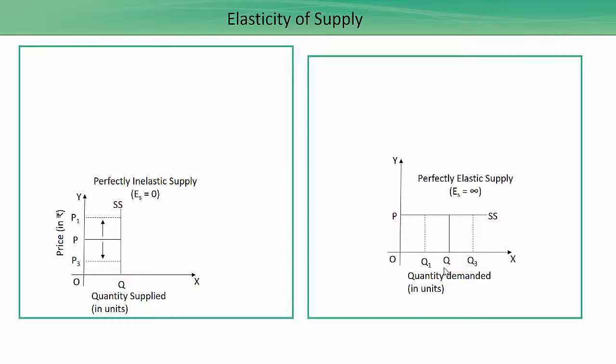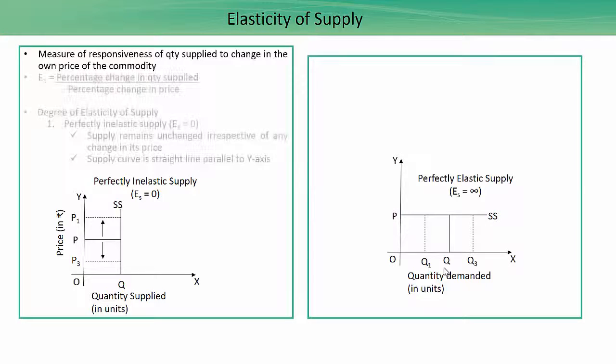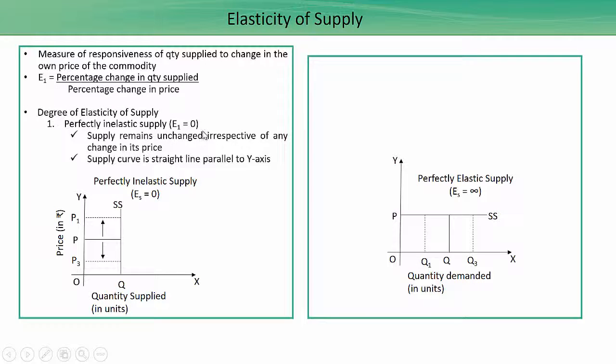So to begin with, let us first understand the concept of elasticity of supply. What is elasticity of supply? It is the measure of responsiveness of the quantity supplied to a change in the own price of the commodity. So if the price changes by, let's say, X% or by X rupees, how much does the quantity supplied change? Let's understand the formula to calculate it: percentage change in quantity supplied divided by percentage change in price.